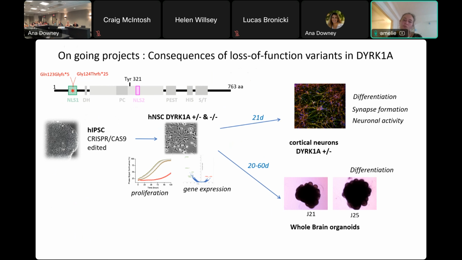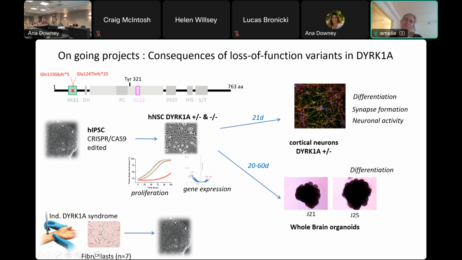And the idea at the end is that we have some fibroblasts of different individuals with DYRK1A syndrome. Some of them, we already reprogrammed into iPS cells, and the others, we will do it. The idea is to confirm the results we have identified in these cells that carry a mutation induced by CRISPR-Cas9 in patient cells directly.